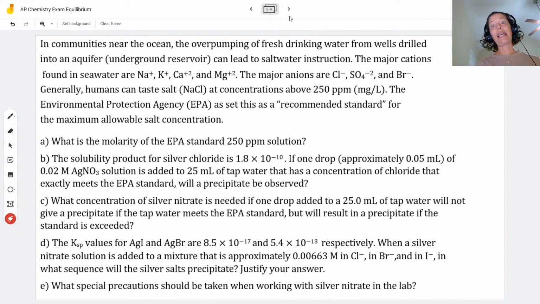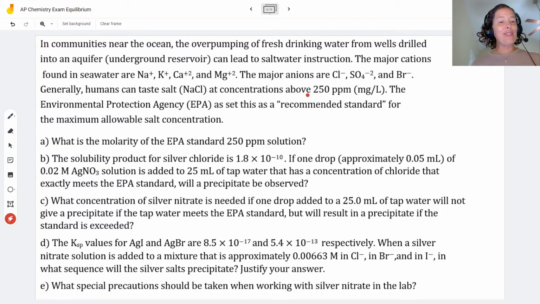Again, this is a really long one, as they all are, and this one's got a lot of calculations. So I'm just going to read it through first here. All right, so in communities near the ocean, the overpumping of fresh drinking water from wells drilled into an aquifer, which is an underground reservoir, can lead to saltwater, I think this is supposed to be intrusion. So apparently I'm not copying my problems very well.